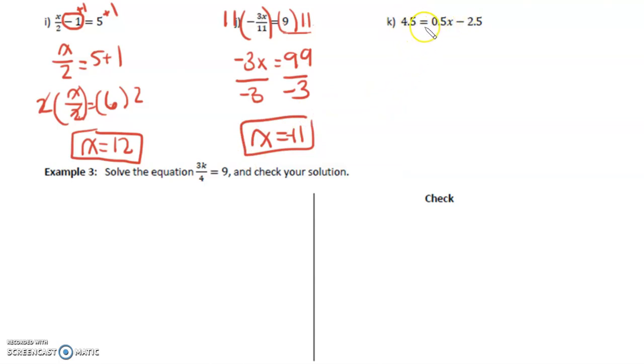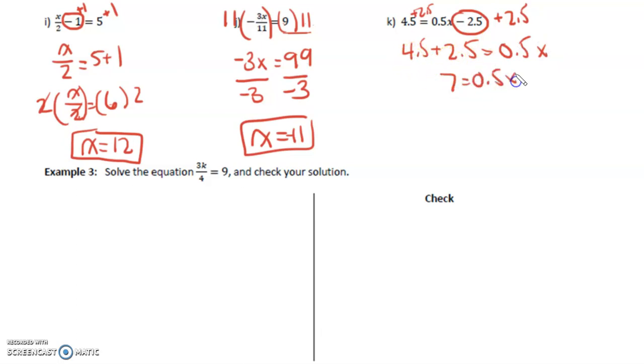Okay, we got 4.5 equals 0.5x minus 2.5. We're going to take this negative 2.5 and we're going to add 2.5 to both sides. Right? So we have 4.5 plus 2.5 equals 0.5x. So we have 7 equals 0.5x. And we're going to divide both sides by the 0.5 so that those cancel. And we're left with x all by itself. And we get x equals 14.